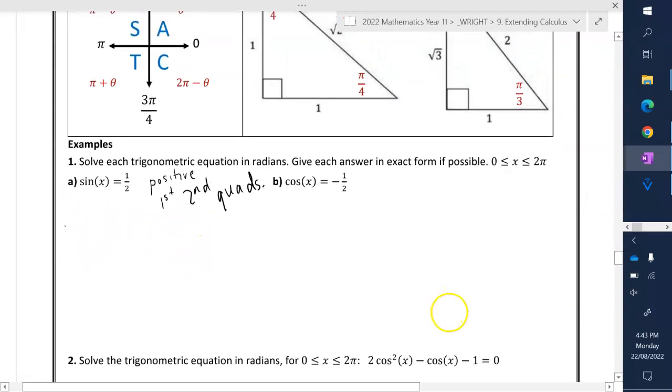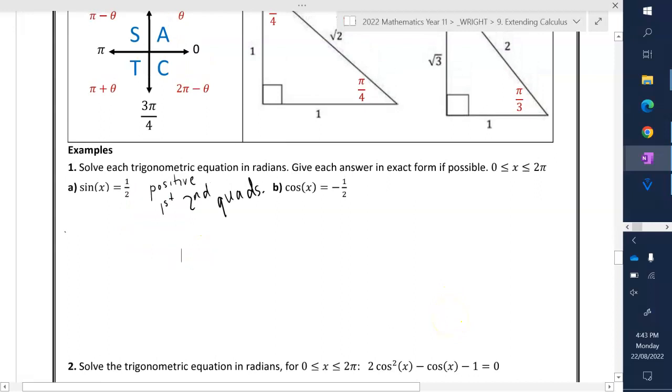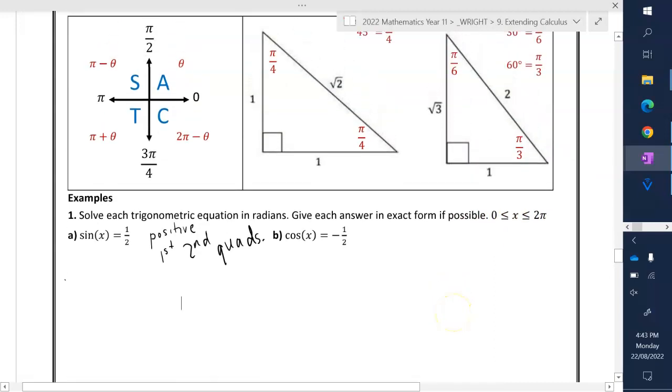Okay, so the first example says solve each trig equation in radians. Give each answer in exact form if possible, and we're looking at the domain of 0 less than or equal to x less than or equal to 2 pi. So we're working throughout the whole All Stations to Central grid, and let's see what we can do.